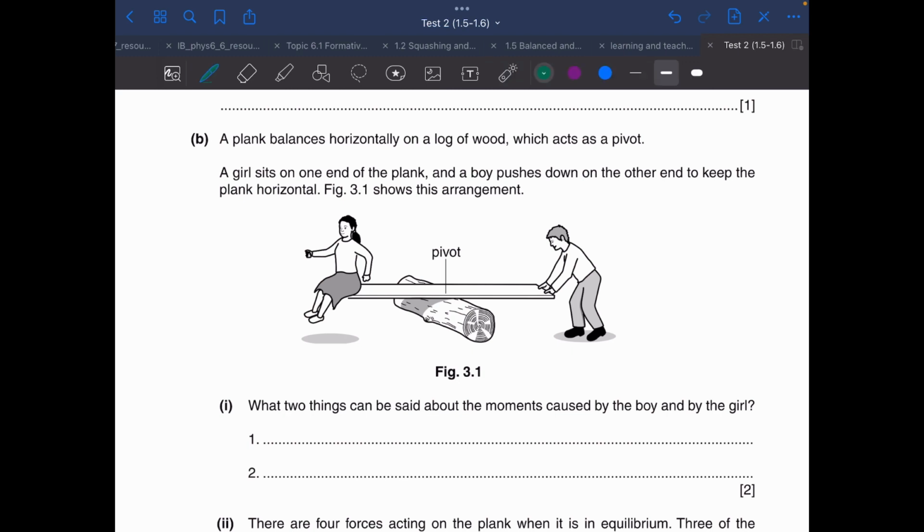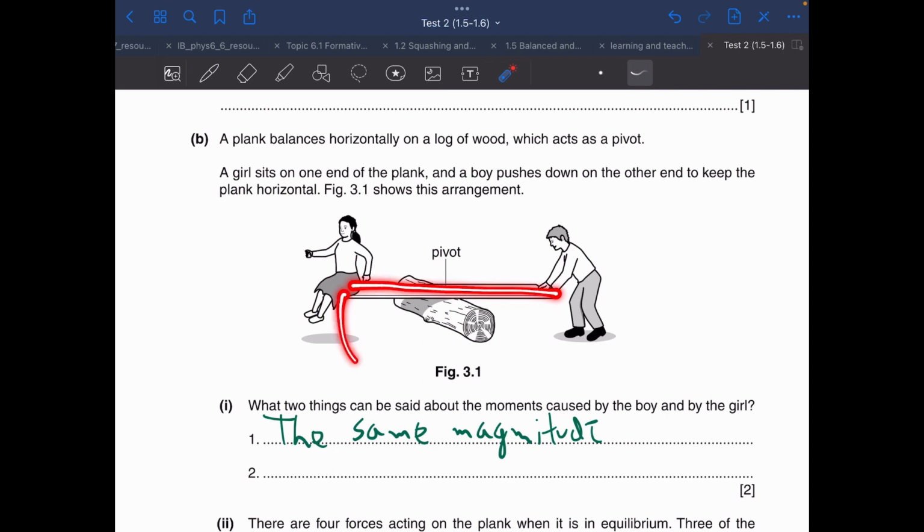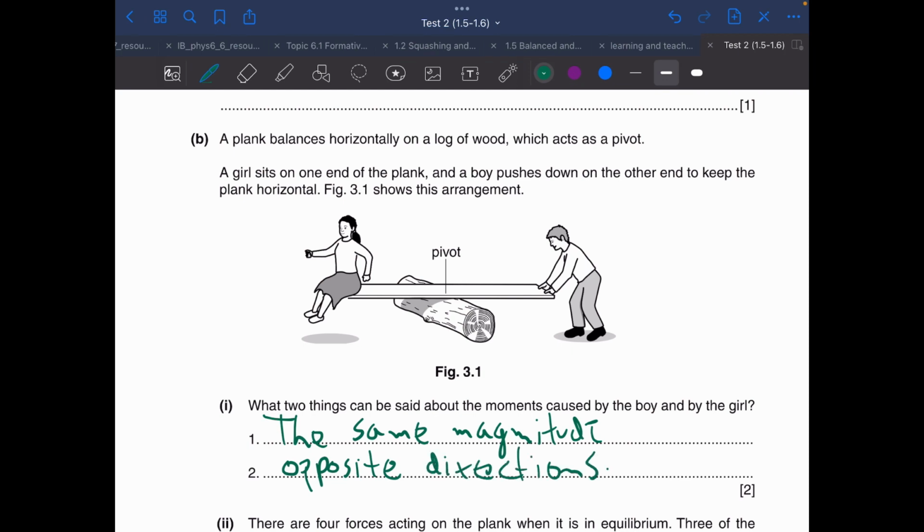Well, I can say that they have the same magnitude. Why is it the same magnitude? Because the plank is balanced. For the plank to be balanced, this moment and this moment have to be the same in magnitude. However, they have opposite directions. Opposite directions. Okay, so the total moment is 0.